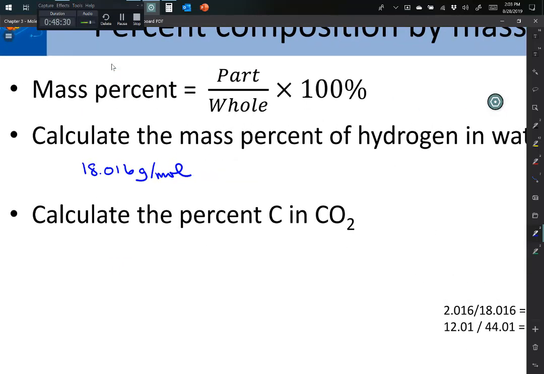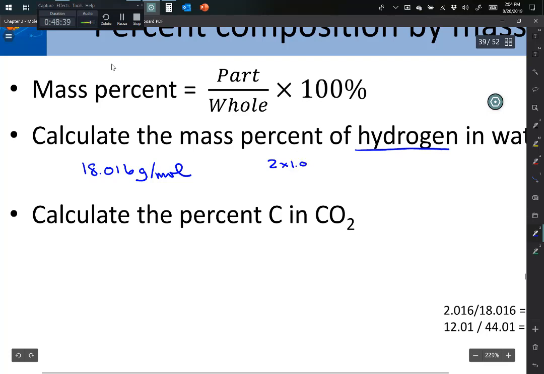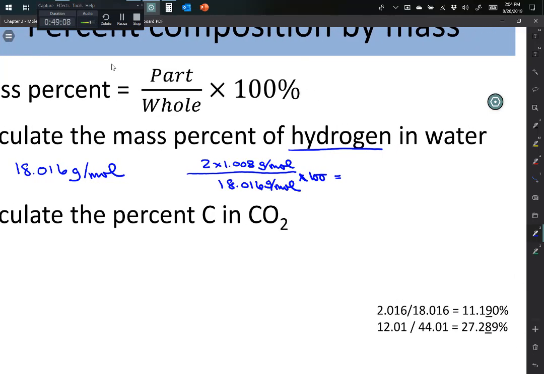So if I want to know the percent hydrogen, the mass percent of hydrogen would be 2 times 1.008 grams per mole, or AMUs, it doesn't really matter what unit you use, divided by 18.016 grams per mole, times 100. And that should give you 11.19%.